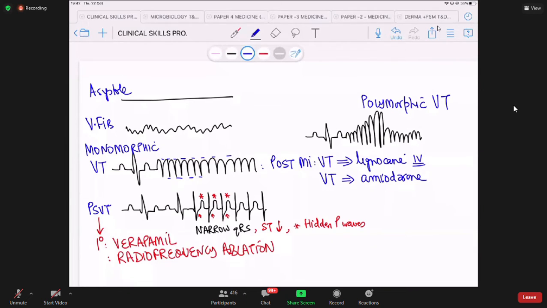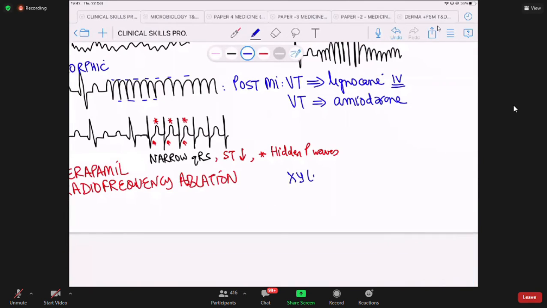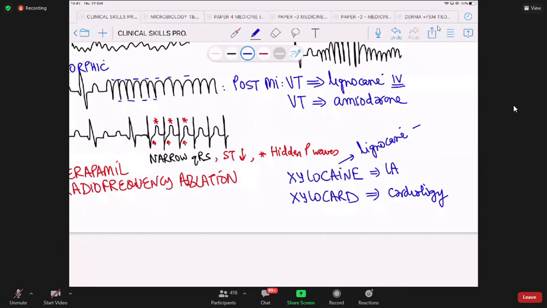What is the difference? The difference is, guys, there are two different brands. This you should know as doctors. One is xylocaine and the second is xylocard. Xylocaine is the one used for local anesthesia, and Xylocard is the one used in cardiology. The difference between the two is that xylocaine has a combination of two things: lignocaine plus a membrane stabilizing agent.